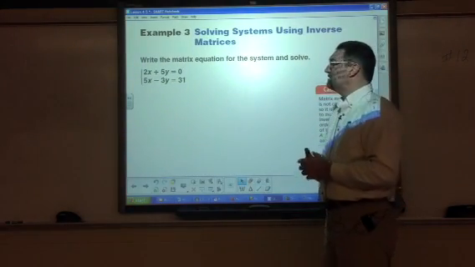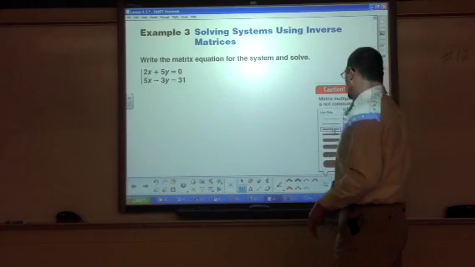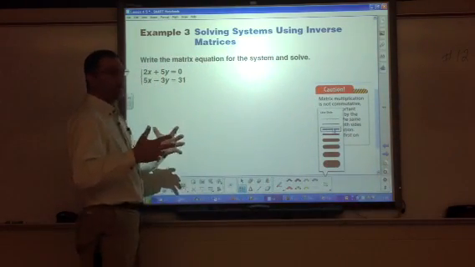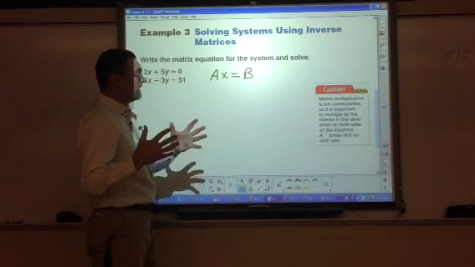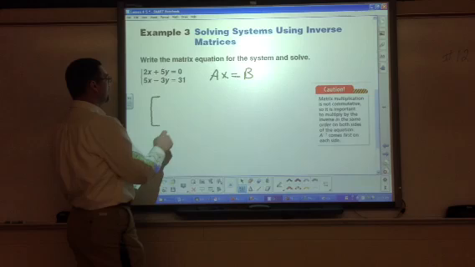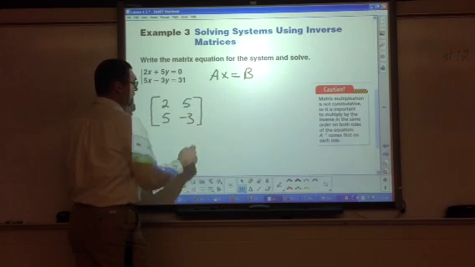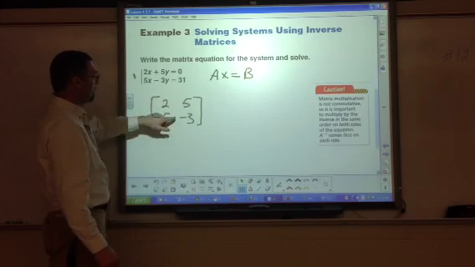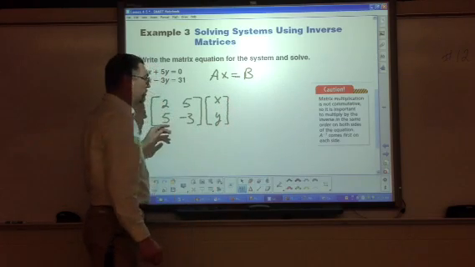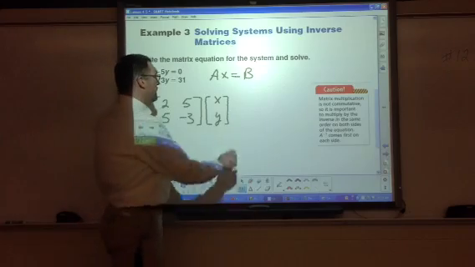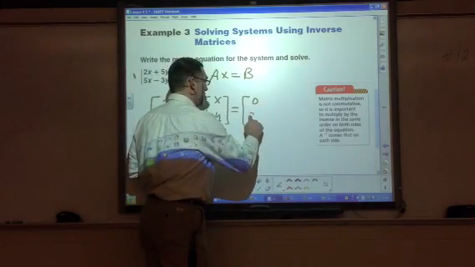So we're going to solve this system of equations using matrices. First thing we're going to do is write our matrix equation. AX equals B is the equation we're going to use. Our coefficient matrix is the coefficients of x and y, so 2, 5, 5, negative 3. I took the coefficients up here and put them down here in the matrix. Then my variables, x and y, with x coming first in my order. And then it equals B, our constant matrix, so 0 and 31.